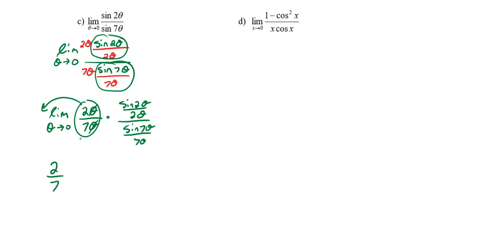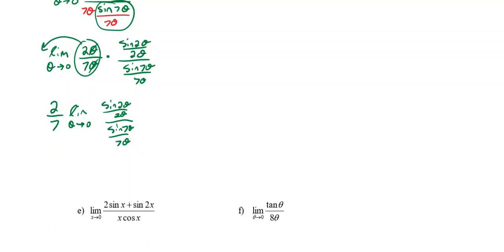Coefficient is what I should have said, not constant terms. So 2 over 7, and then times the limit as theta approaches 0 of sine 2 theta over 2 theta over sine 7 theta over 7 theta. All right. So then in the end here we get 2 over 7 times 1 over 1. So 2 over 7.